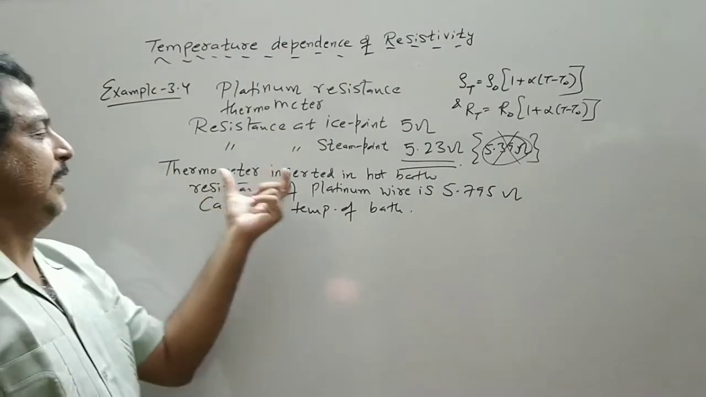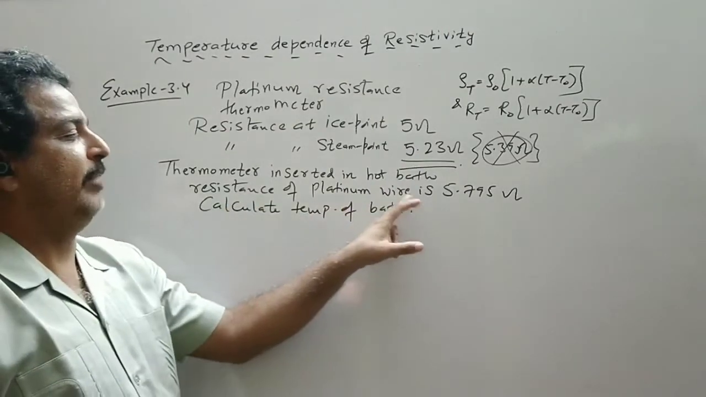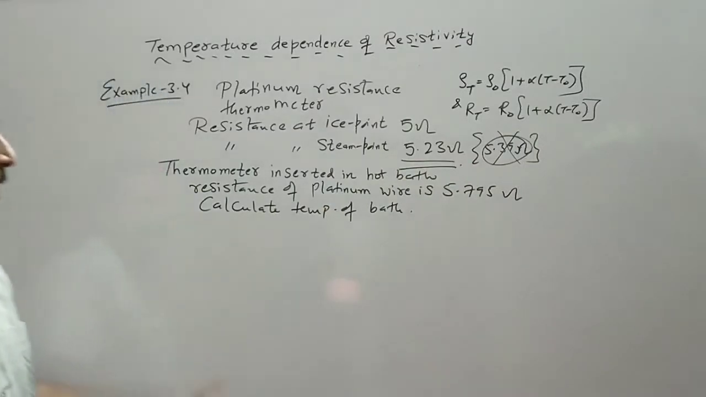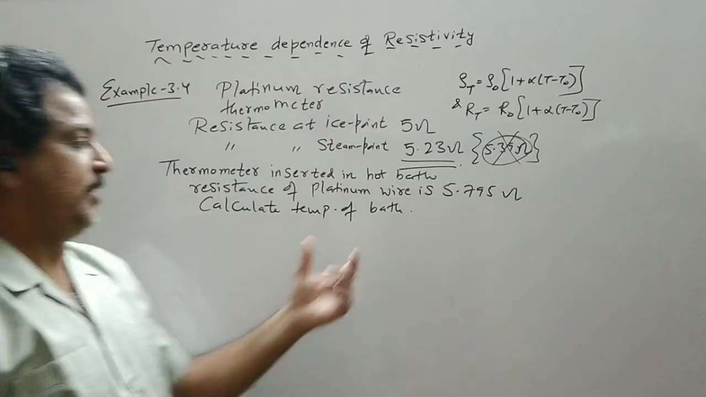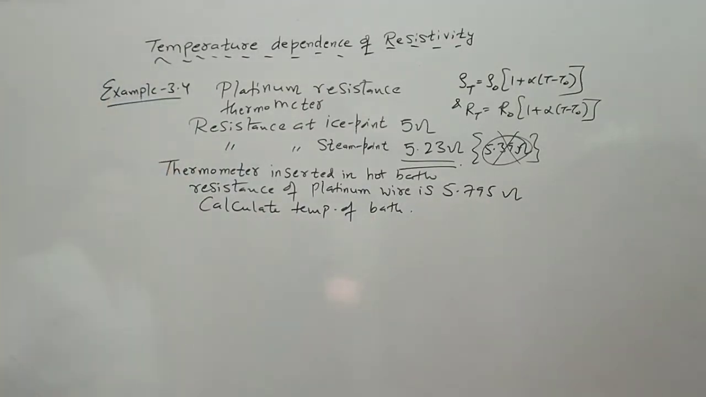It is given that when the thermometer is inserted in a hot bath, the resistance of the platinum wire is 5.795 ohms. Calculate the temperature of the bath. So when the resistance of the platinum wire becomes this much, what should be the temperature of the bath?